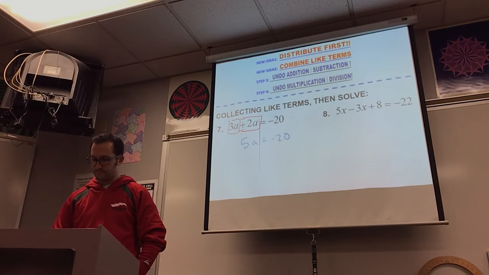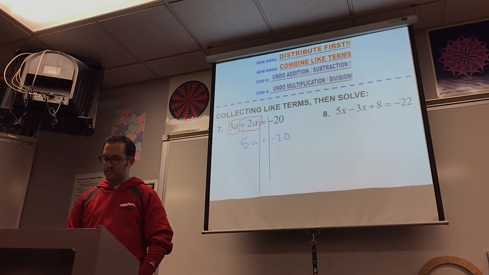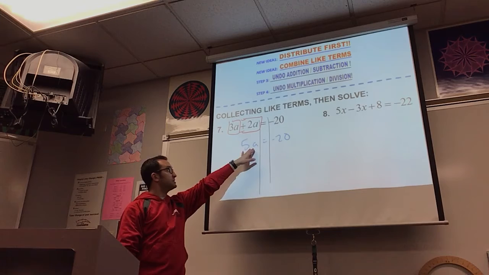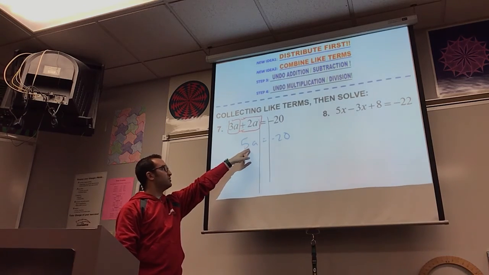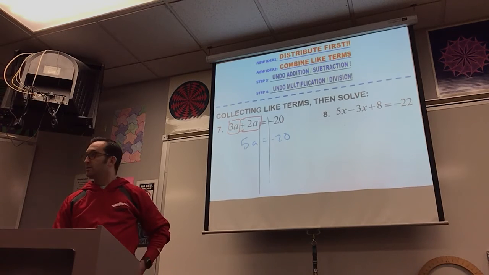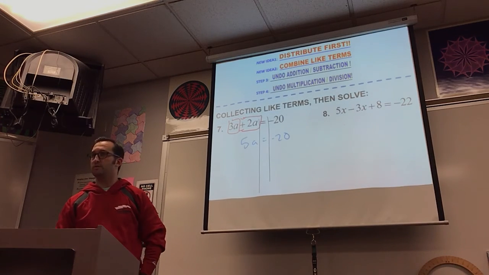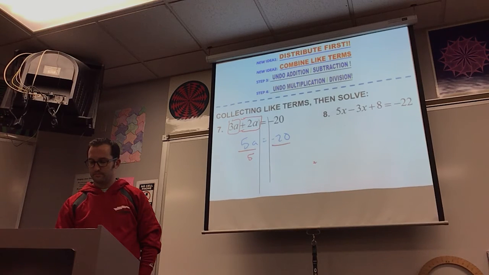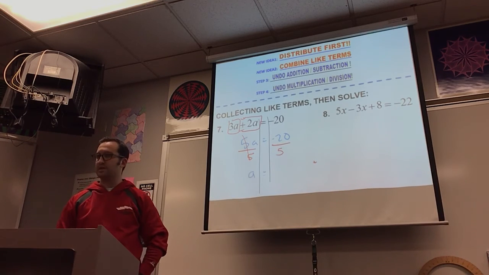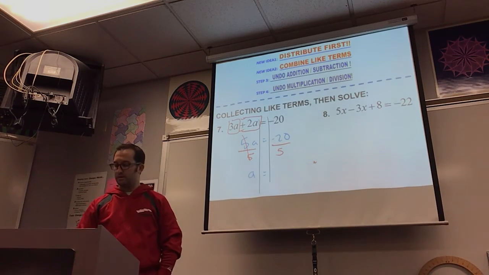Number 7, so we have 2, 3. Now this is a pretty easy problem. It's a one-stepper, right? We don't need to distribute. We need to combine like terms. Now all we have to do is get a by itself. What's happening to a right now? You need to multiply by 5, so what do we need to do? Divide by 5. They're both a, so they can both wear a box, right? And we get our final answer, a equals negative 4.